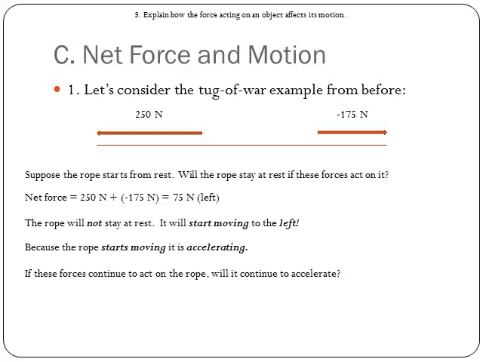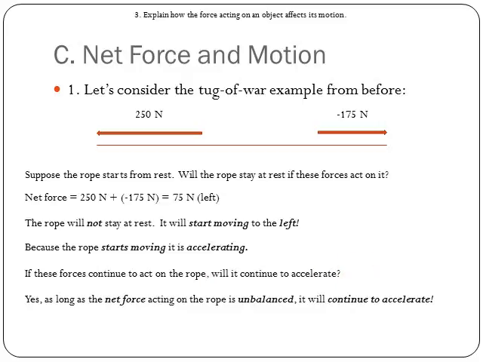If these forces continue to act on the rope, so if these two forces that I have labeled up here don't change, will the rope continue to accelerate? So will it continue not just to move to the left, but to accelerate to the left? And the answer is yes. As long as the net force acting on the rope is unbalanced, it will continue to accelerate.